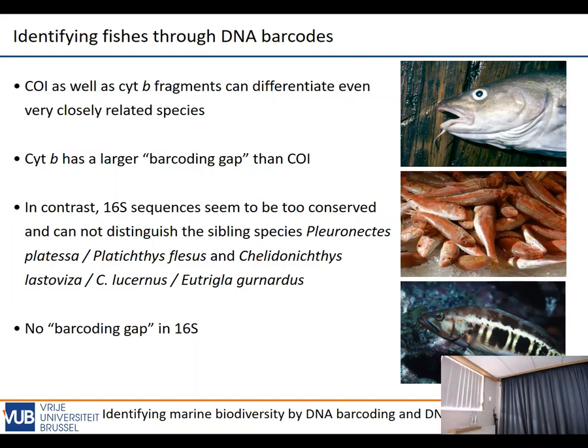So CO1 as well as cytochrome B can differentiate very closely related species. Cytochrome B has a larger so-called barcoding gap than CO1. So what is that? When you want to identify species, your ideal marker should have no variation within the species, so no intra-specific variation, or at least very, very low, but among different species, different genera, families, you should have a big variation, a big difference. This is called the barcoding gap, the difference in variation between species and genera. And in cytochrome B, it's even bigger than in CO1. So actually, cytochrome B is a little bit better suited.